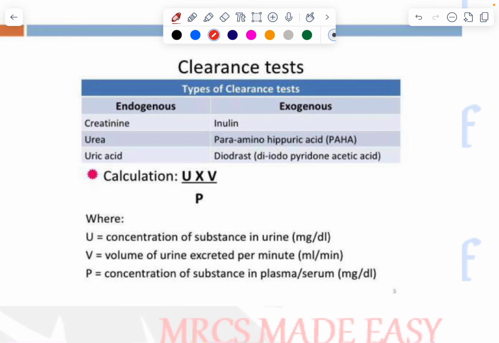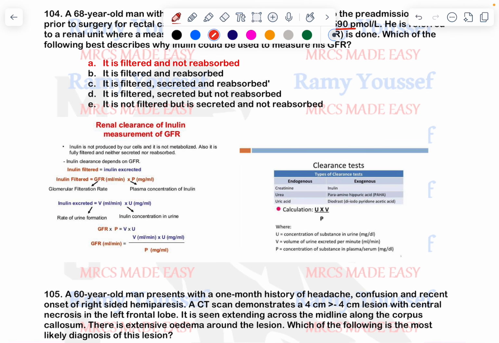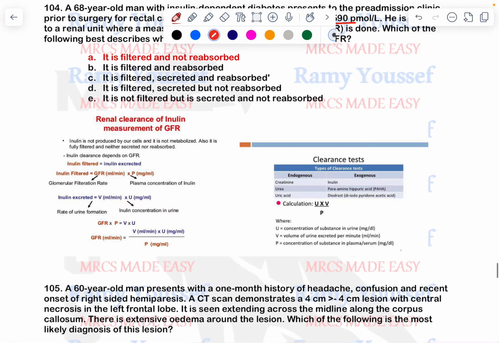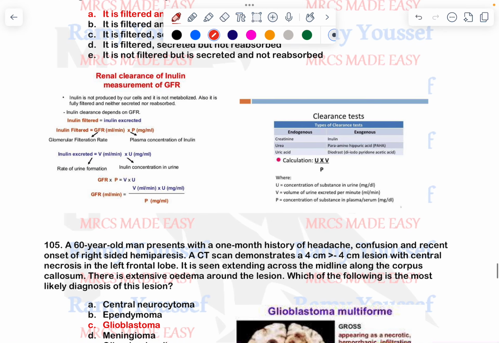A 60-year-old man presents with a 1-month history of headache, confusion, and recent onset of right-sided hemiparesis. CT demonstrates a 4 cm by 4 cm lesion with central necrosis of the frontal lobe, extending across the midline along the corpus callosum, with extensive edema around the lesion. Which of the following is the most likely diagnosis? Central necrosis in the frontal lobe, glioma. This is glioblastoma.